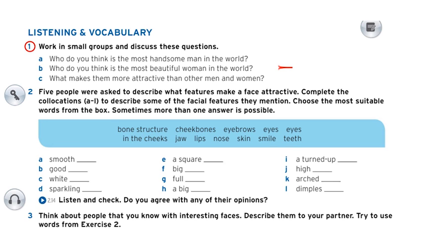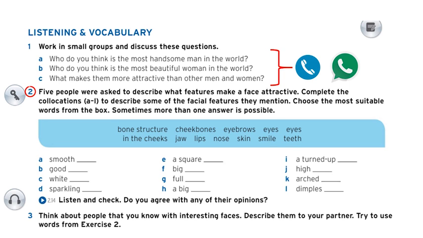So, like I already told you, when we have a work that you must speak, you're gonna call someone or you're gonna send voice messages via WhatsApp or Messenger if you want to, so that you can discuss these questions. Okay, once you have finished, let's move on to the exercise number 2. It says, 5 people were asked to describe what features make a face attractive. You have to complete the collocations A to L to describe some of the facial features they mention. Choose the most suitable words from the box. Sometimes more than one answer is possible.